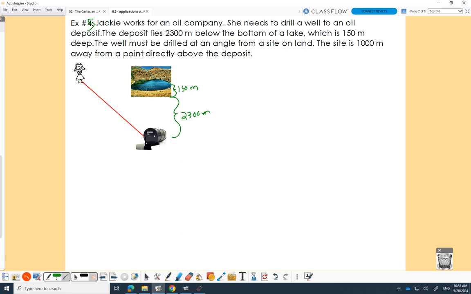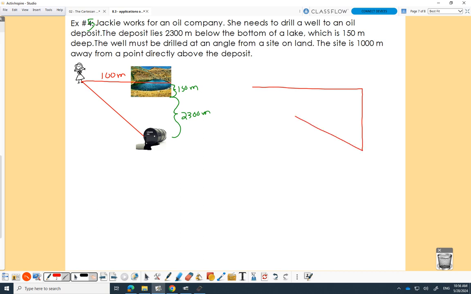The site is 1,000 meters from the point directly above the deposit. What color am I going to use here? Is blue going to show up? No. How about red? And this is 1,000 meters. This is 100. But no, how much is it? 1,000 meters. And if that mess, after drawing all that, messes you up, I'd be awfully tempted to go over there and go, okay, I got the gist of it.